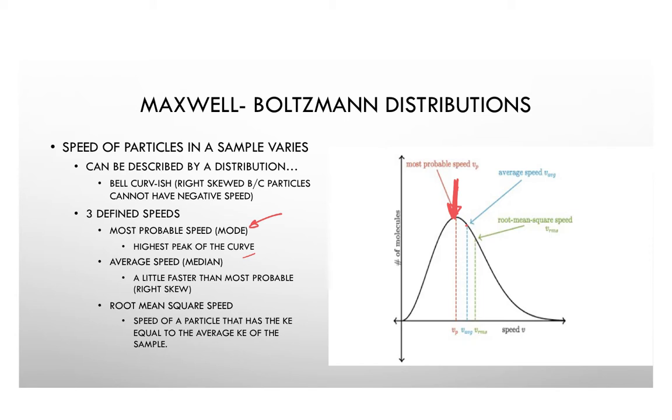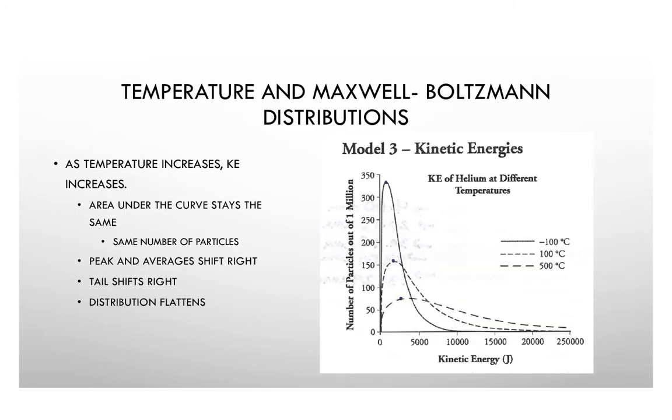It's the speed of a particle that has kinetic energy equal to the average kinetic energy, or the mean kinetic energy, of the sample. These three defined speeds are all used for slightly different purposes in chemistry, but it's good to understand the difference between them. The first thing we need to understand is that as temperature increases, the kinetic energy increases. As we increase that, the area under the curve for a particular set of particles stays the same. Why? Because we have the same number of particles.